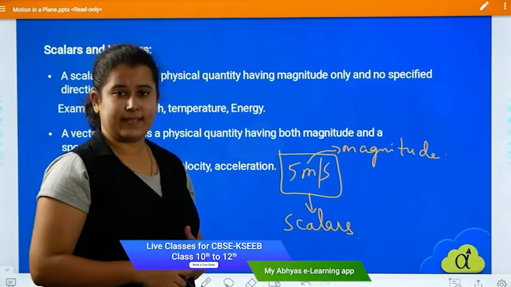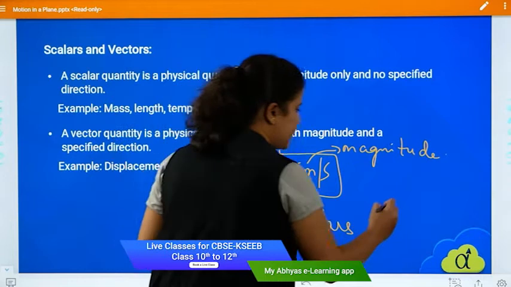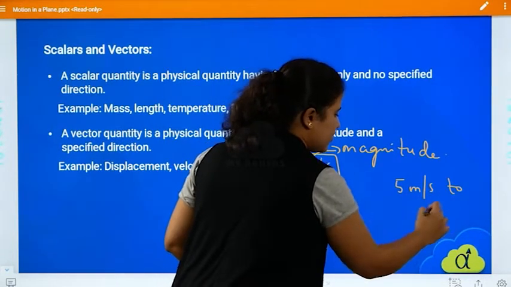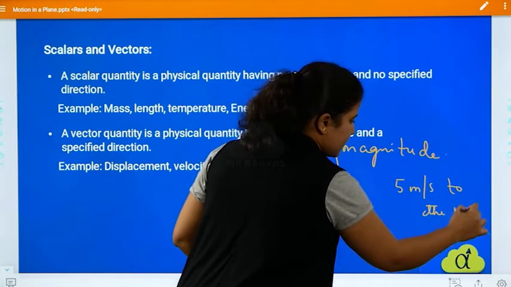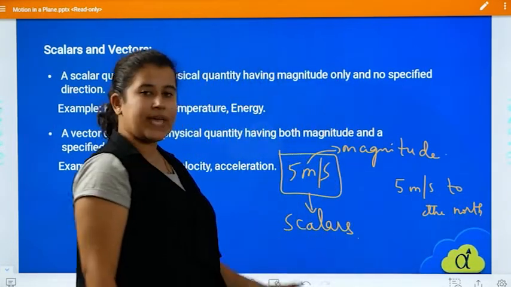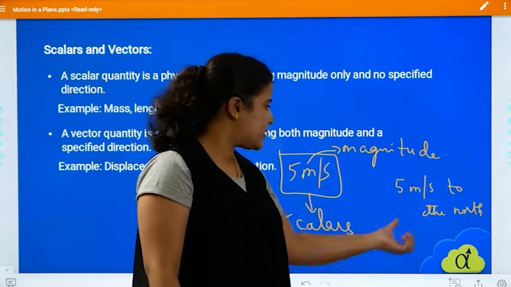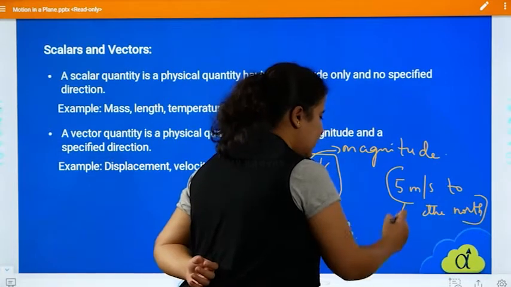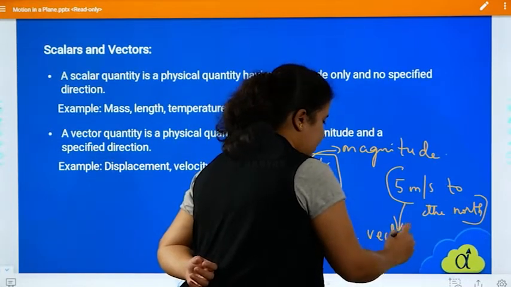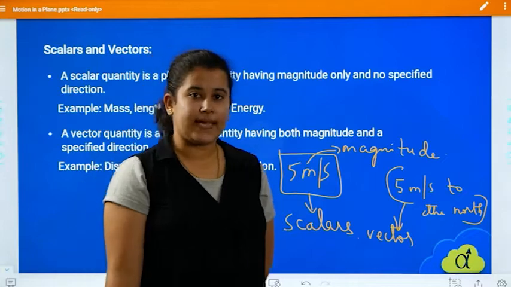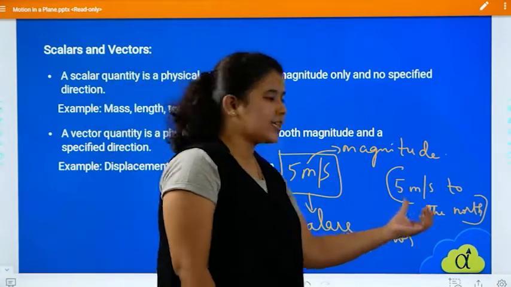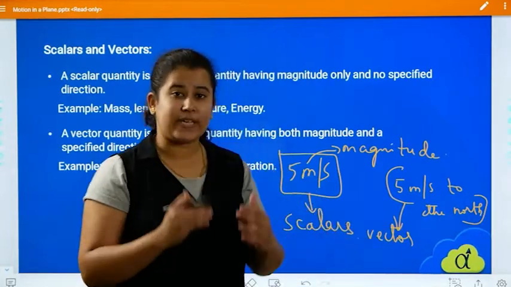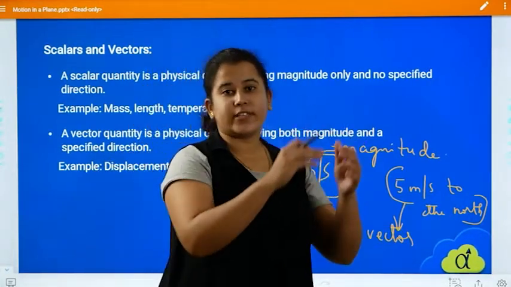So what are these vectors then? Now what I will do is, I'll just write 5 meters per second to the north. So you can see here, whenever I take 5 meters per second to the north, then what is happening? We have a vector quantity coming into existence. Why? Because I am mentioning the magnitude, which is 5 meters per second, and also the direction in which it is moving. The body is moving towards the north direction.